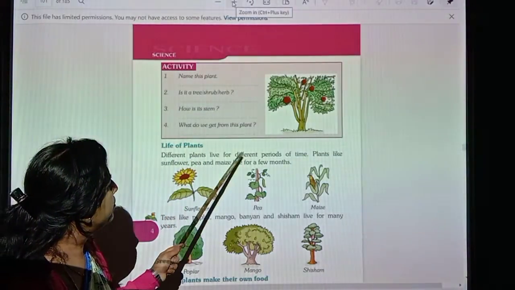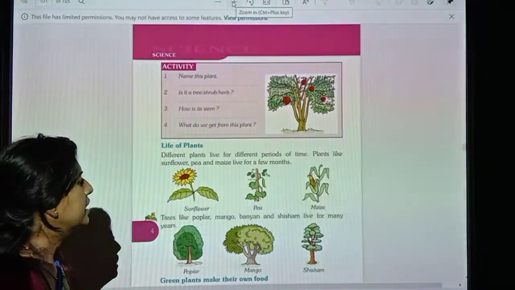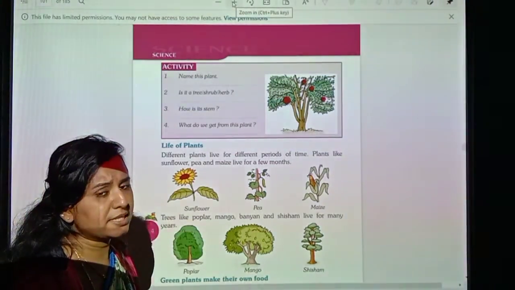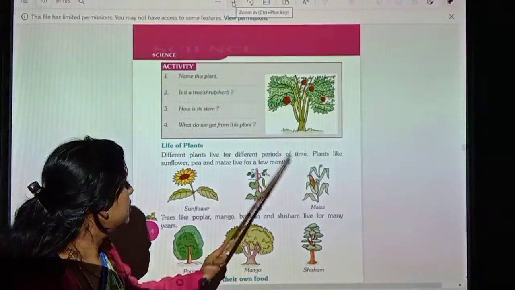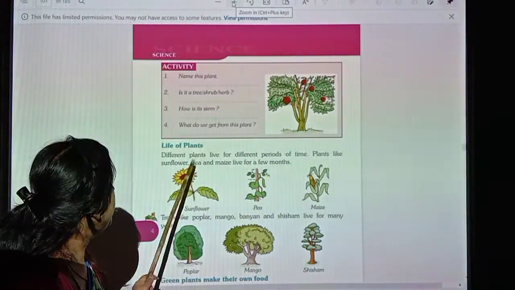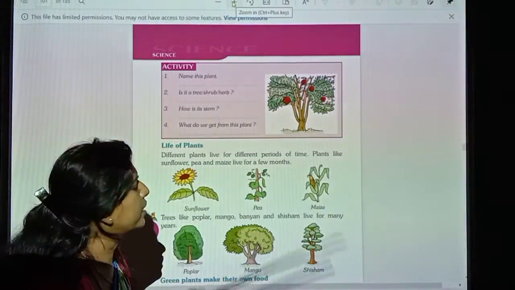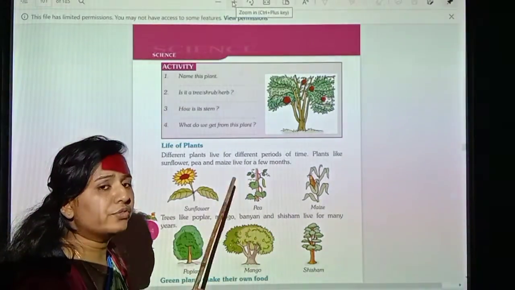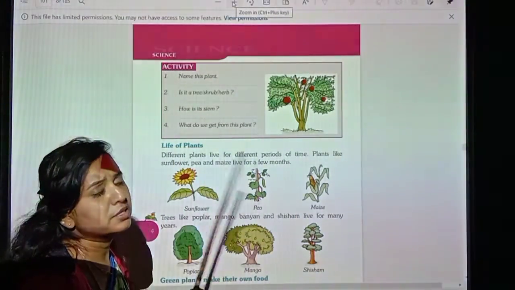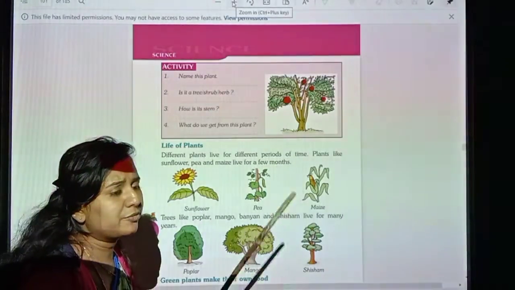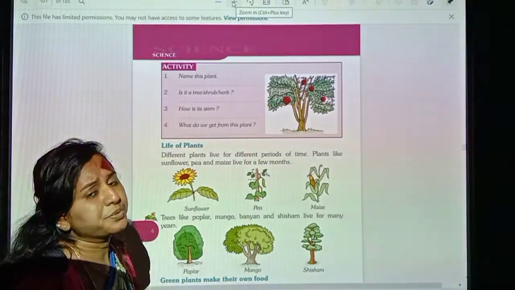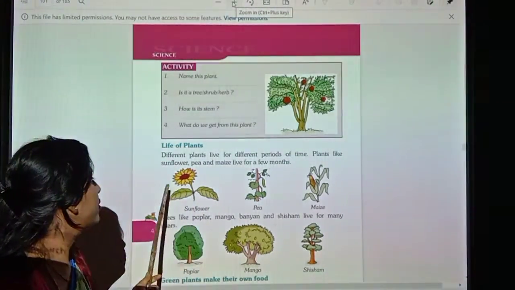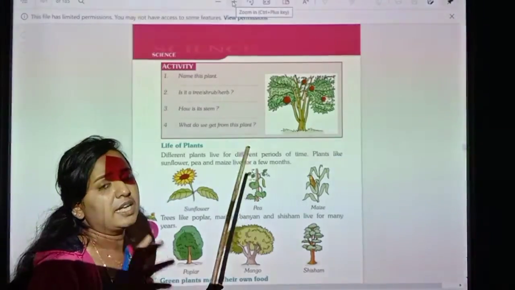So, okay. Life of plants. Different plants live for different periods of time. Yes. Some plants will grow in different periods and different places in different climates. Plants like sunflower, peas and maize live for a few months. Yes, these all are seasonal plants. They grow in their season, like summer, some winter, some rainy. For example, mango. Mango will grow in the summer season, and also sunflower.